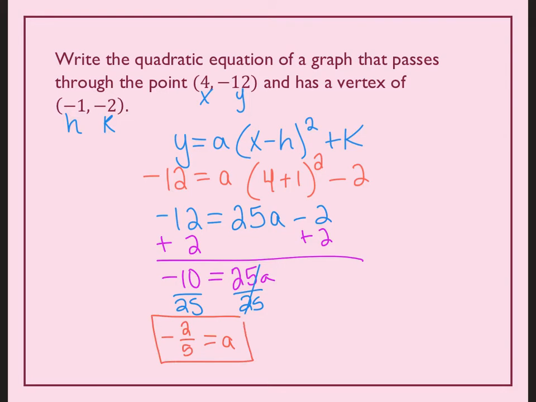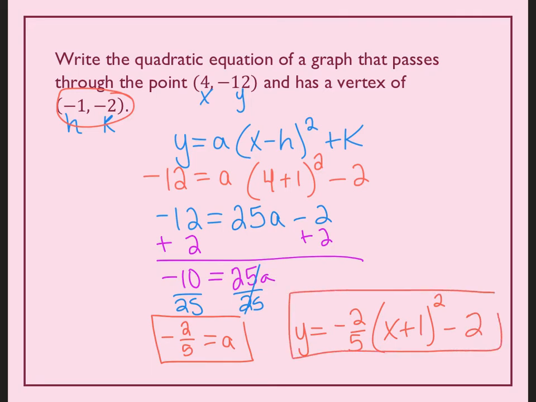So because I'm using vertex form, I need my a and I need my h and k. So my equation is y equals negative 2 over 5, x minus negative 1 becomes x plus 1, and then plus your negative 2 at the end.